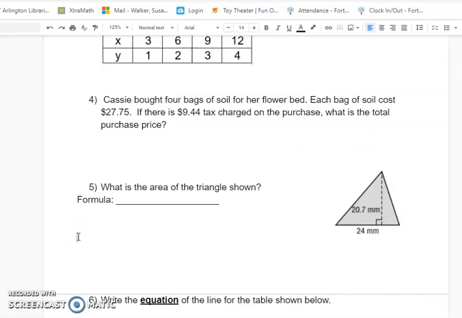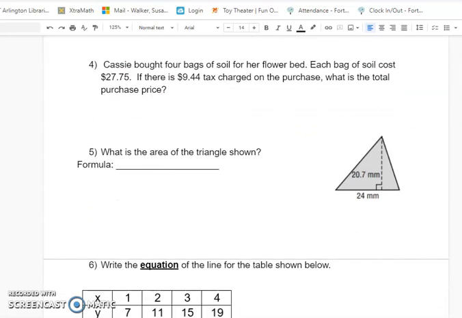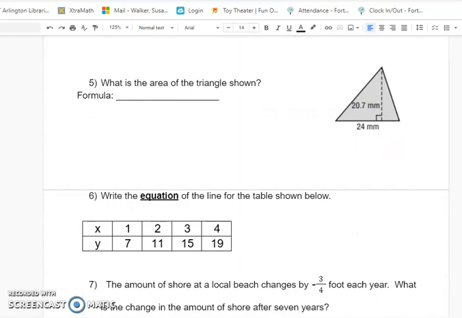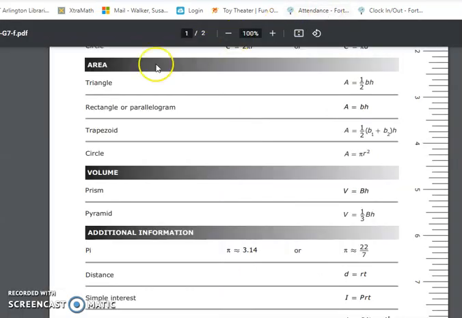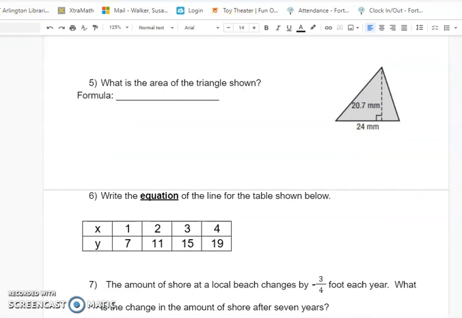Number 5, what is the area of the triangle shown? Some of us know that formula, some of us are not quite there. Area, triangle, A equals half BH. Please always look at your formula chart. It's there for a reason. So half base height. It doesn't matter which is which, it just has to have the right angle.